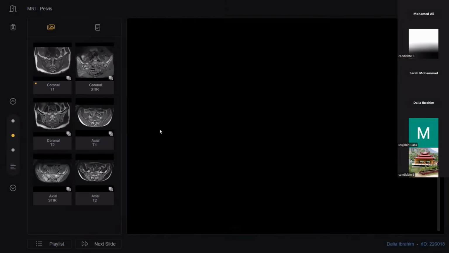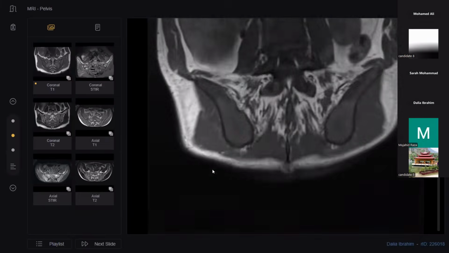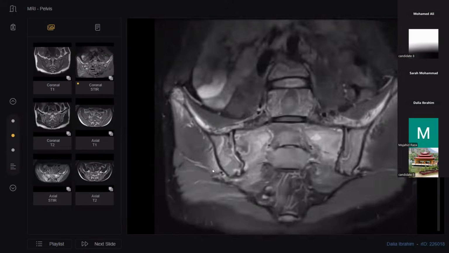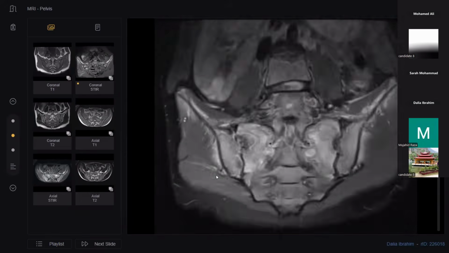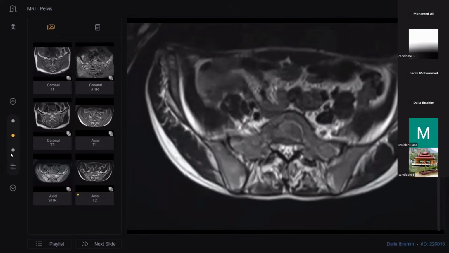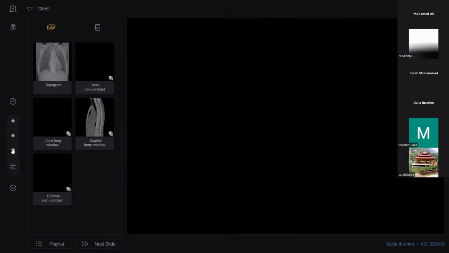We can see similar changes. Also multiple bone infarcts, and then there is periostitis and reactive soft tissue edema.